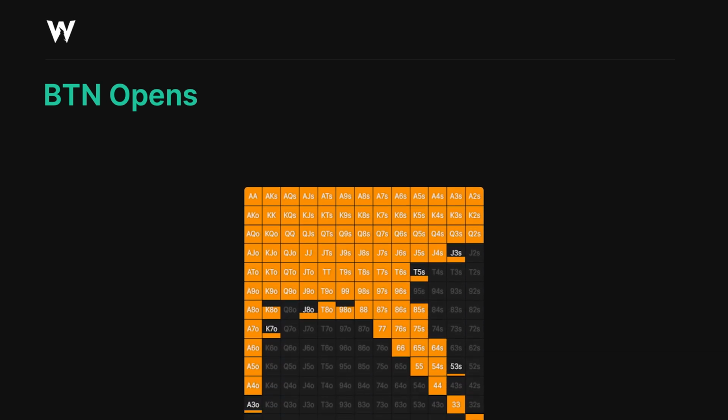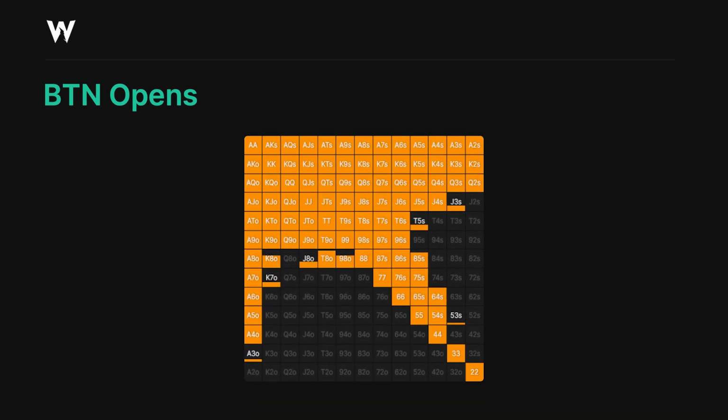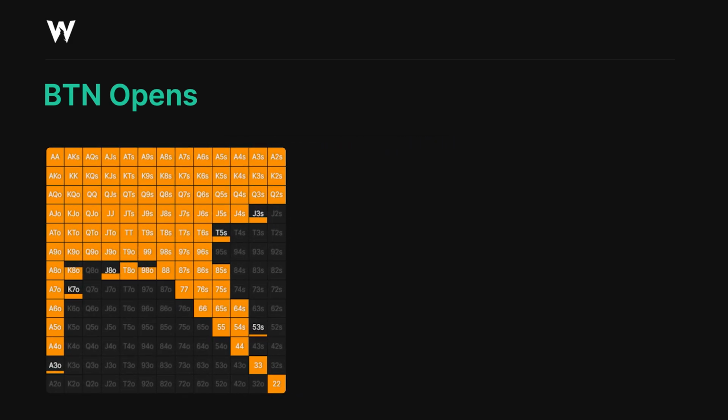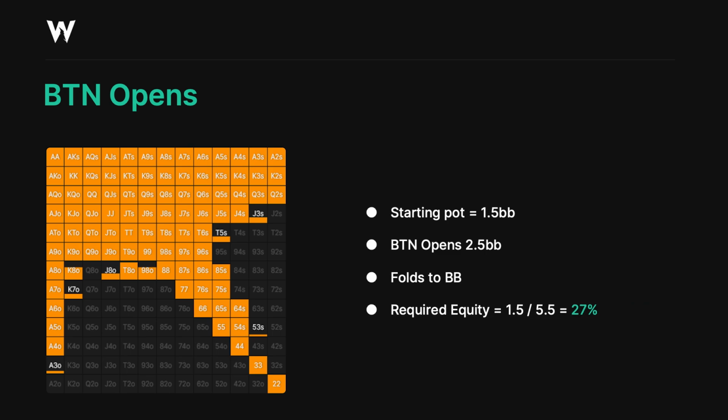All right, so let's try to apply the concept of pot odds to a pre-flop spot. Here I've got a standard button opening range. Button opens 2.5 chips into a pot of 1.5. It folds to the big blind. The required equity is 1.5, that's how much big blind needs to call, divided by 5.5, meaning that we should call with hands that have 27% equity. Right? Right? Not quite.